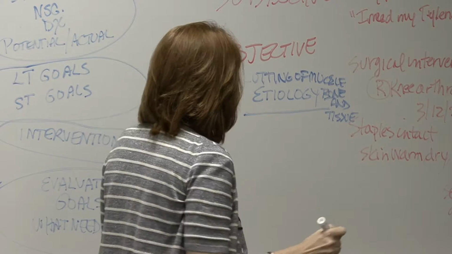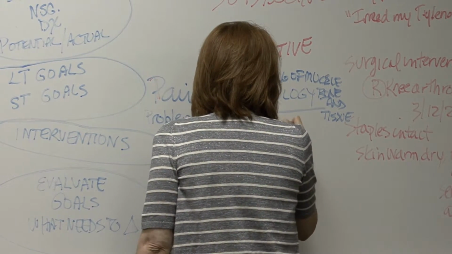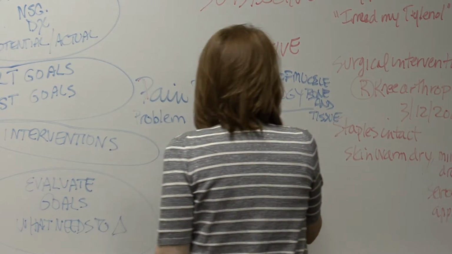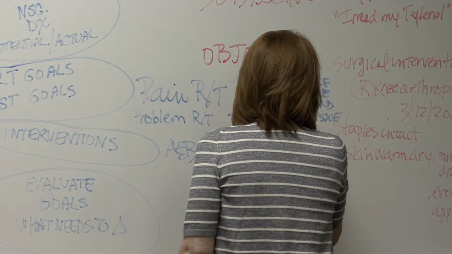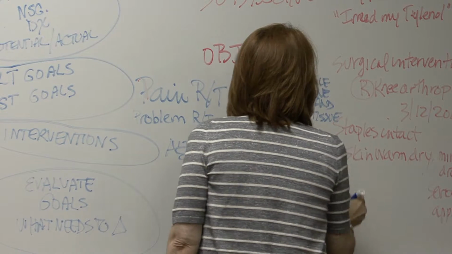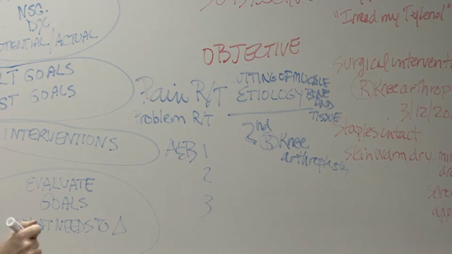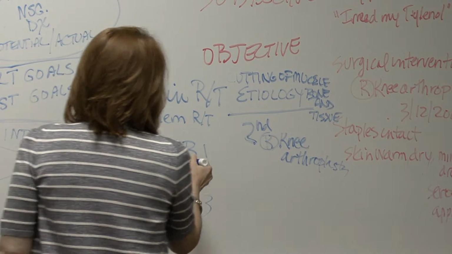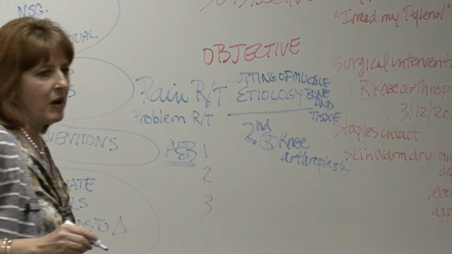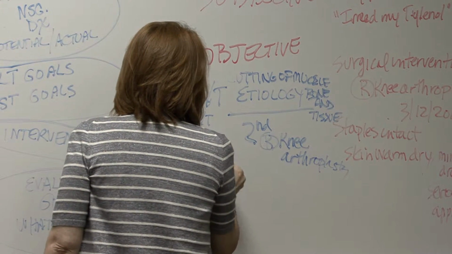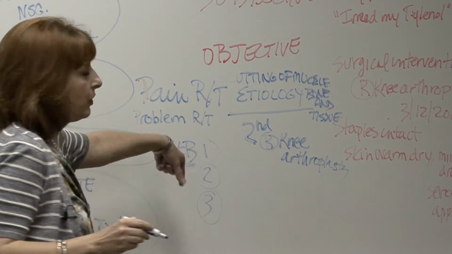And then what you can do is you can put secondary to, because some people really feel like they want to talk about whatever's happened, secondary to right knee arthroplasty. Okay? Does that make sense? So it's pain related to cutting of muscle, bone, and tissue secondary to right knee arthroplasty. And then AEB means as evidenced by, okay? What do you think goes here? What do you think we put right there?